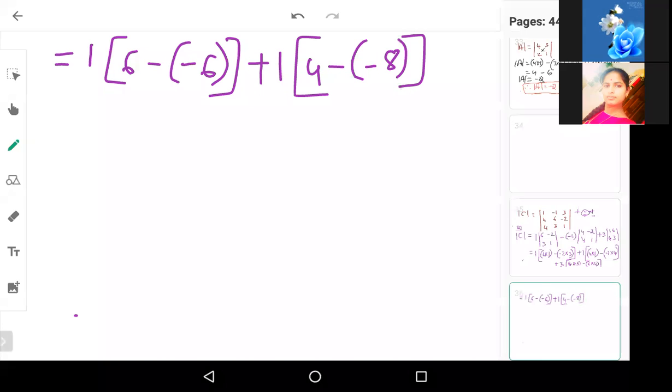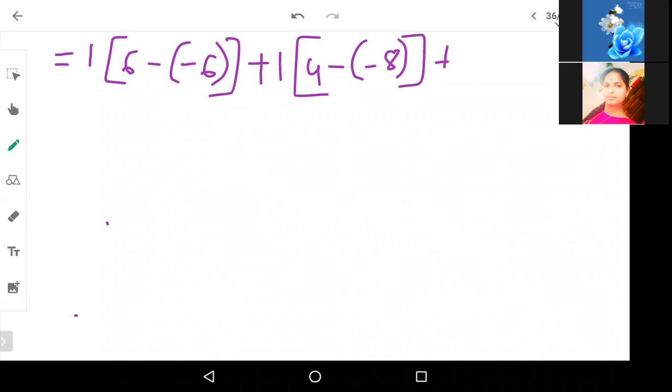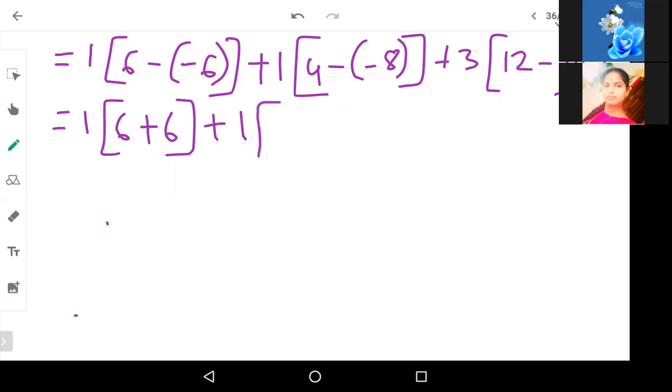Okay, and then plus 3 into 4 threes are 12 minus 6 fours are 24. So plus 3 into 4 threes are 12 minus 24. Then 1 into 6 minus into minus 6 is plus 6, plus 1 into 4 minus of minus 8 is plus 8, plus 3 into 12 minus 24 as it is.